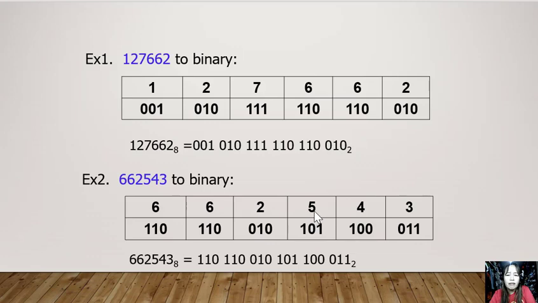And then 5 would be 4 plus 1, so that's 1, 0, 1. And then of course for 4, that would be 1, 0, 0, and for number 3, that will be 0, 1, 1. So you just write that together, copy that together, and put a base of 2. You now have your conversion from octal to binary.